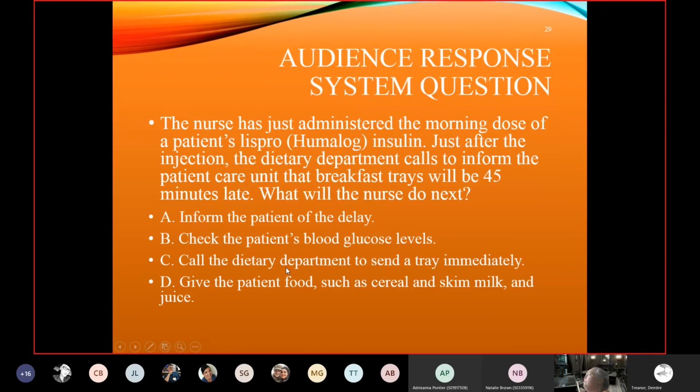All right, you just gave the morning dose of a patient's Lispro Humalog insulin. After the injection, the dietary department calls to inform the patient care unit that breakfast trays are 45 minutes late. What do you do? A, inform the patient. B, check the patient's blood glucose. C, call the dietary department to send a tray immediately. Or D, get the patient food such as cereal, skim milk, and juice.